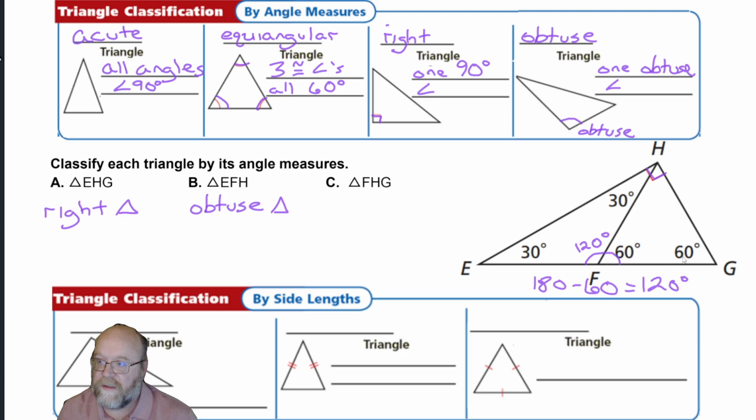FHG. This is 60, this is 60, this is 60. How do I know? I just know. If this is 30 of the 90, then this is the other 60. So this is an equiangular triangle.